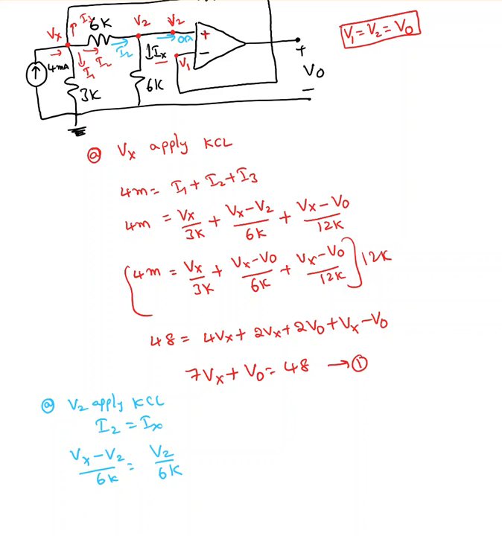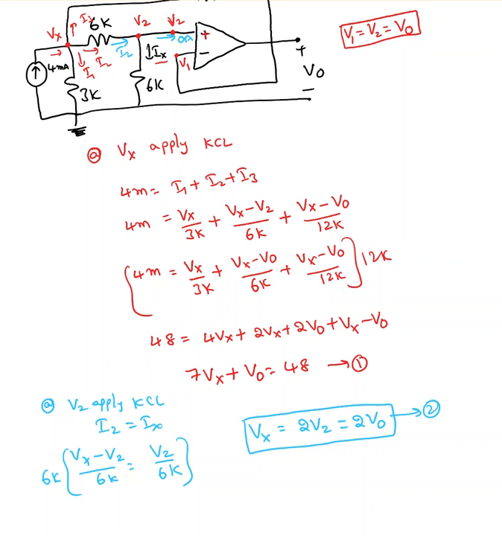Okay, so basically I can say, multiply this with 6k, so Vx equal to 2V2 if I take it to the other side. So this is nothing but 2V naught. So Vx equal to 2V naught. That's good. Now this is my second equation.